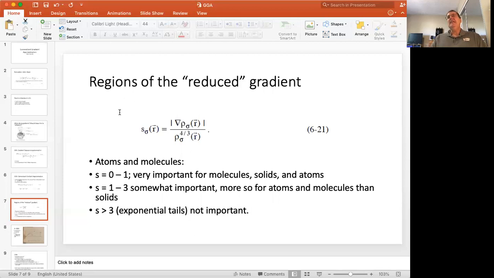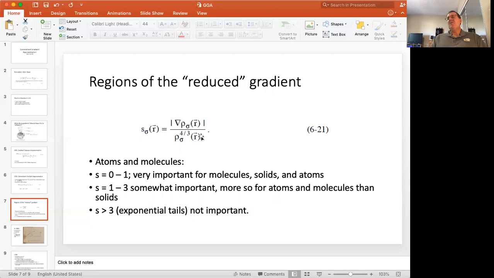Now, the question is, how much does the density change and where is it important? So they write it as what's called a reduced gradient, and that is the gradient of rho divided by rho to the 4/3. That's dimensionless. And then the question is, where are the important regions here?